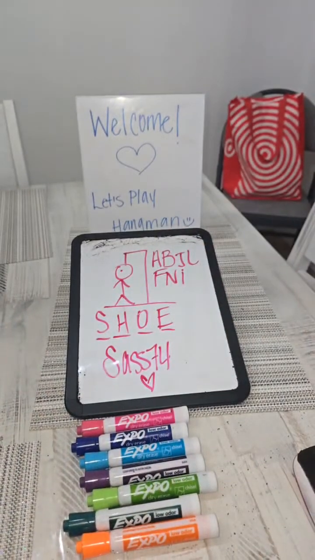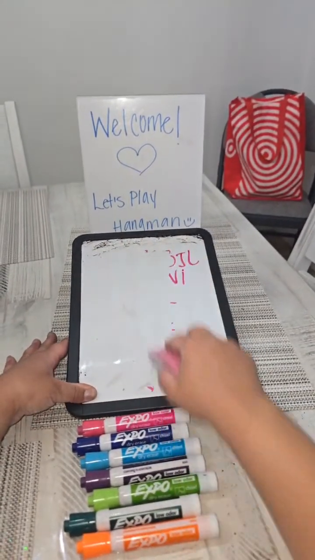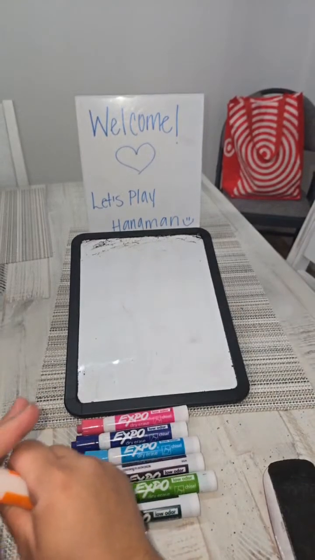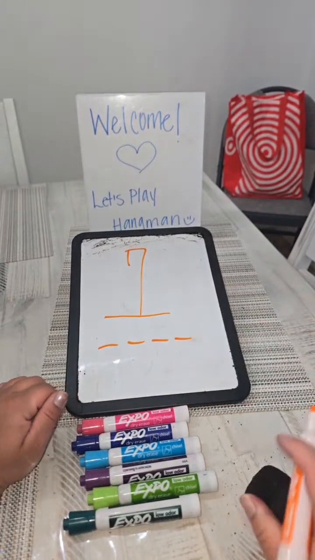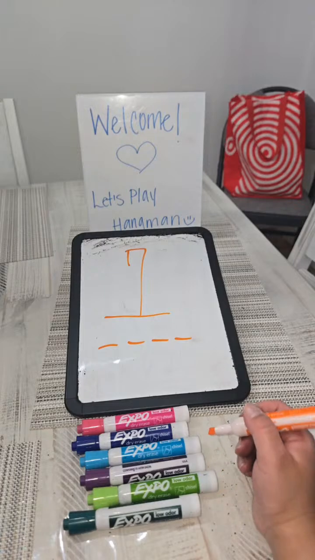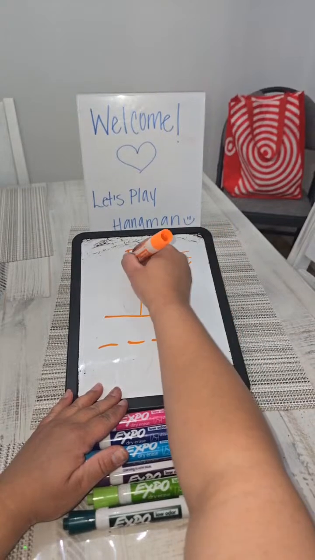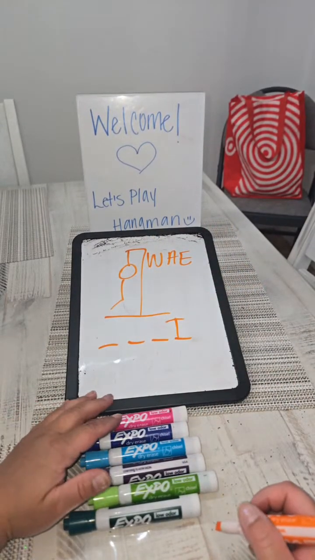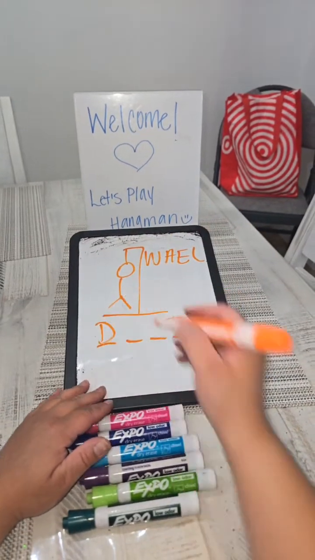All right. The next one is also 4 letters. All right, and begin. W-A-E-T. W-A-E-N-T. L-A-D. L-A is already up there. And D.